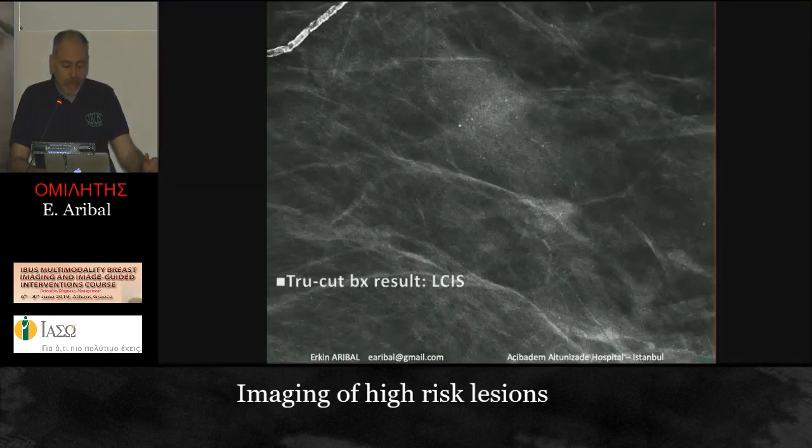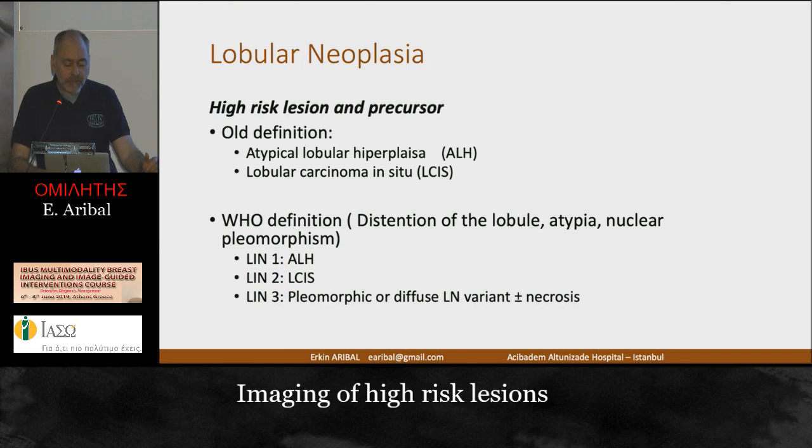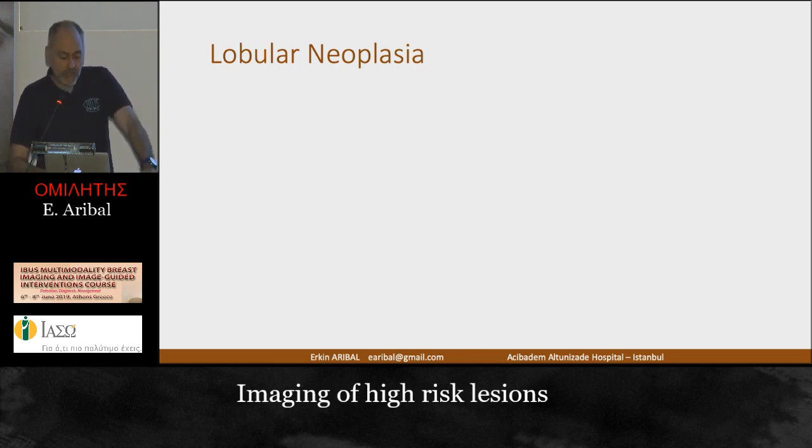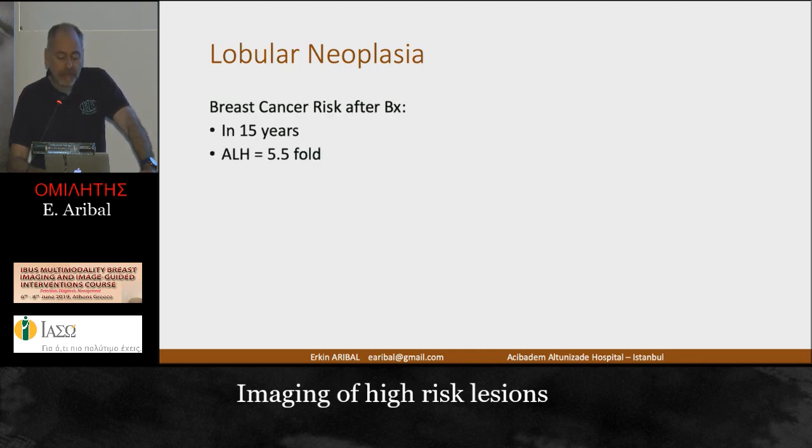Here is another amorphous calcification cluster. It was an LCIS. So what is LCIS? The old definition for this is lobular hyperplasia with atypia, and the other one is lobular carcinoma in situ. But the new WHO definition is LIN 1, LIN 2, LIN 3, with LIN 3 corresponding to pleomorphic lobular neoplasia. Here, the breast cancer risk is high after 15 years, and for the ALH, it is 10-fold, but for the in situ it's 8-10-fold.